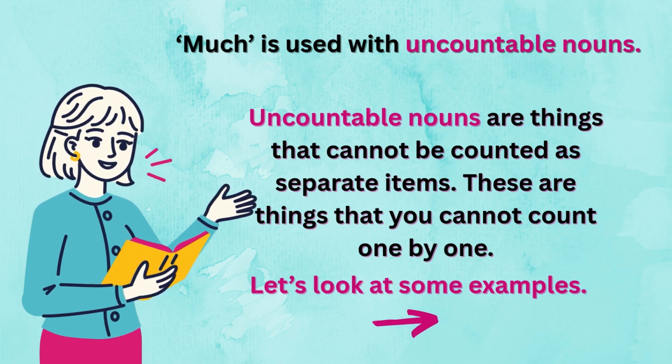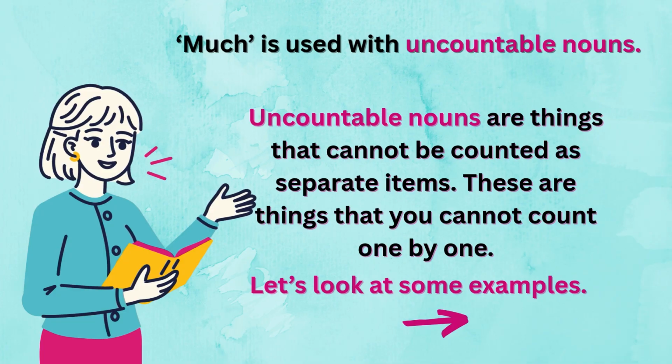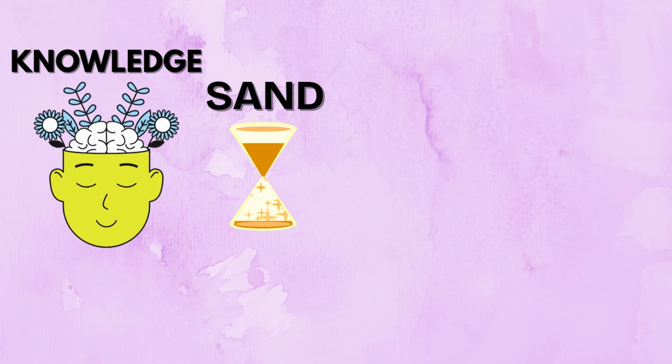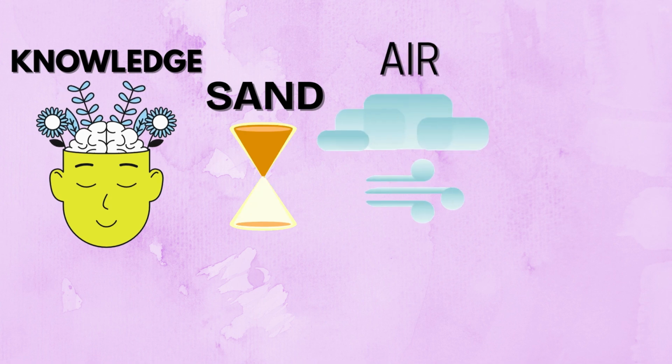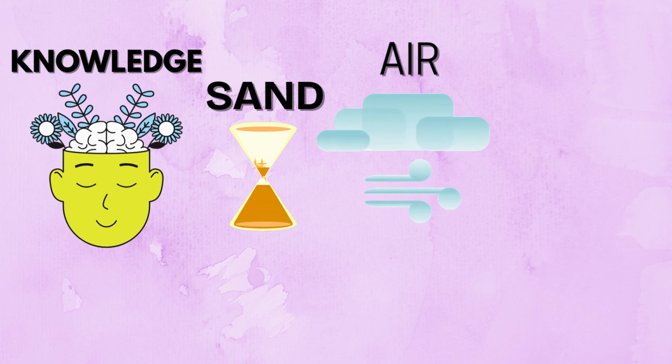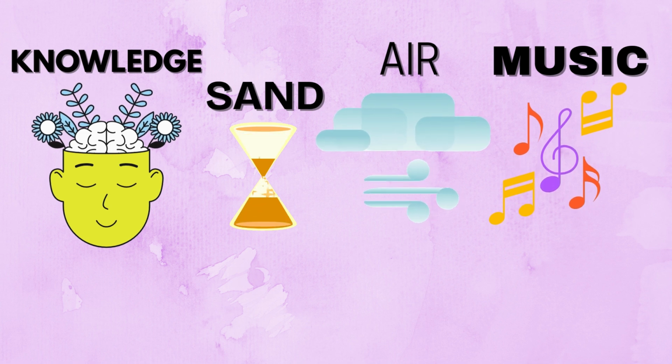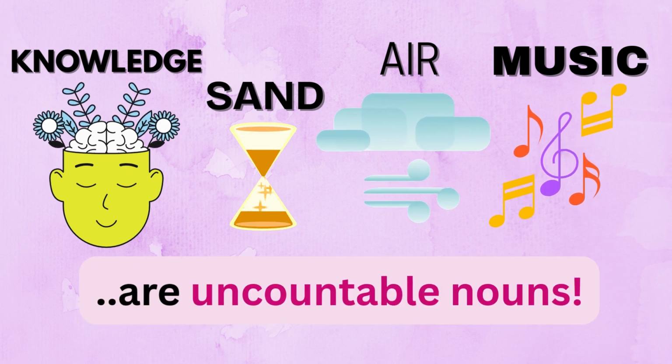Let's look at some examples. Knowledge, sand, air, and music are uncountable nouns.